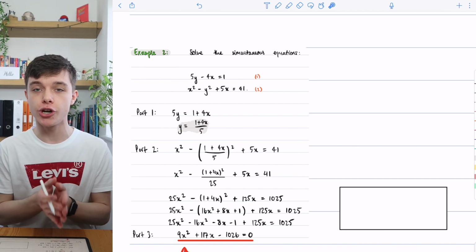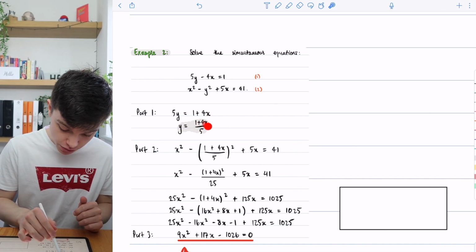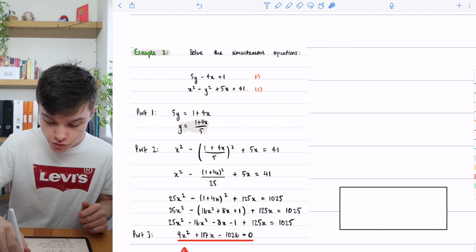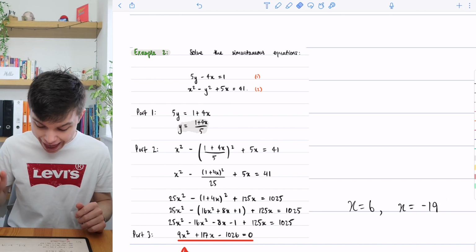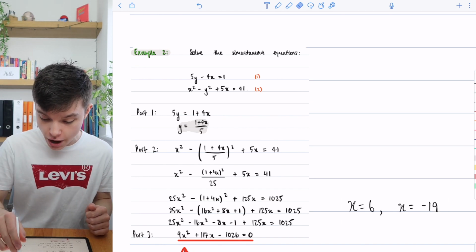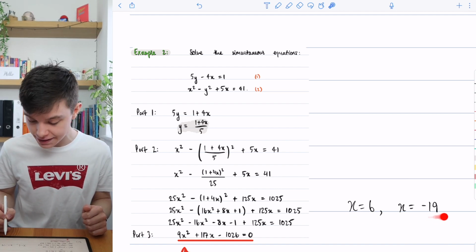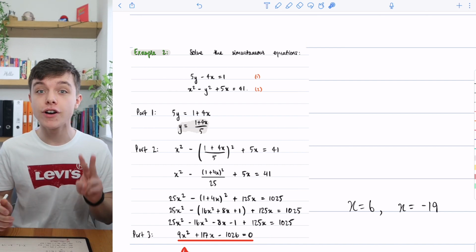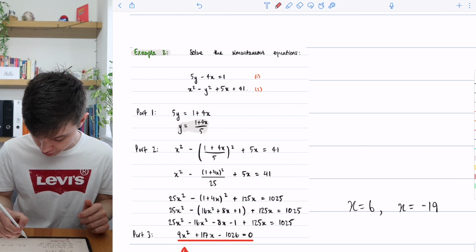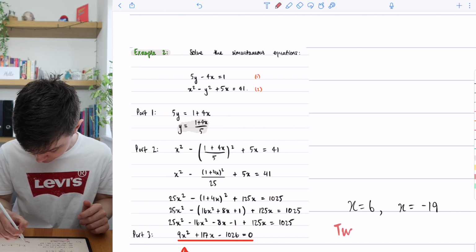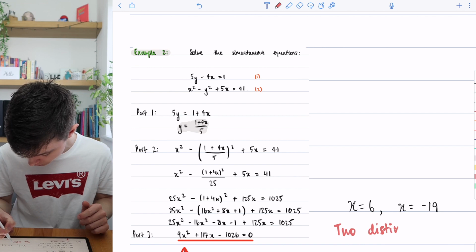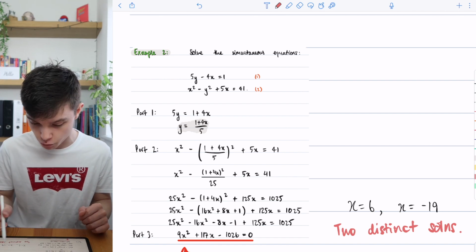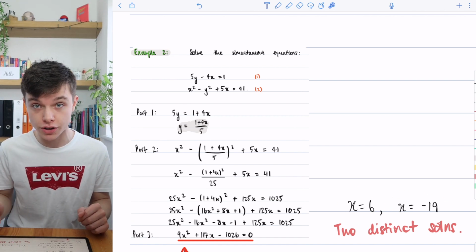For every single question, when you get up to that point, when you've substituted or rearranged and substituted, you end up with a quadratic. Now, the two solutions in the previous video for x were those two. X is 6 and x is -19. Those were the two solutions. So to this quadratic, we have two distinct solutions. And I'll write that here. Two distinct solutions. Distinct, remember, means different. We've got one solution here that's different to another solution.